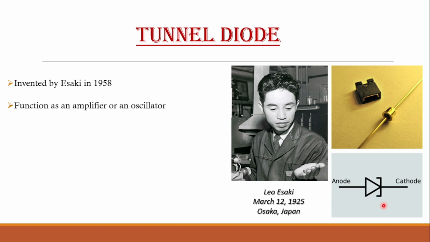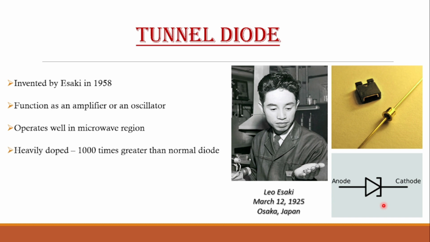So as per the working range, tunnel diode operates well in the microwave range also. And based on its construction, we can say that a tunnel diode is a type of semiconductor diode which is heavily doped, about 1000 times greater than that of a normal diode. The main principle behind the working of tunnel diode is the quantum tunneling effect.